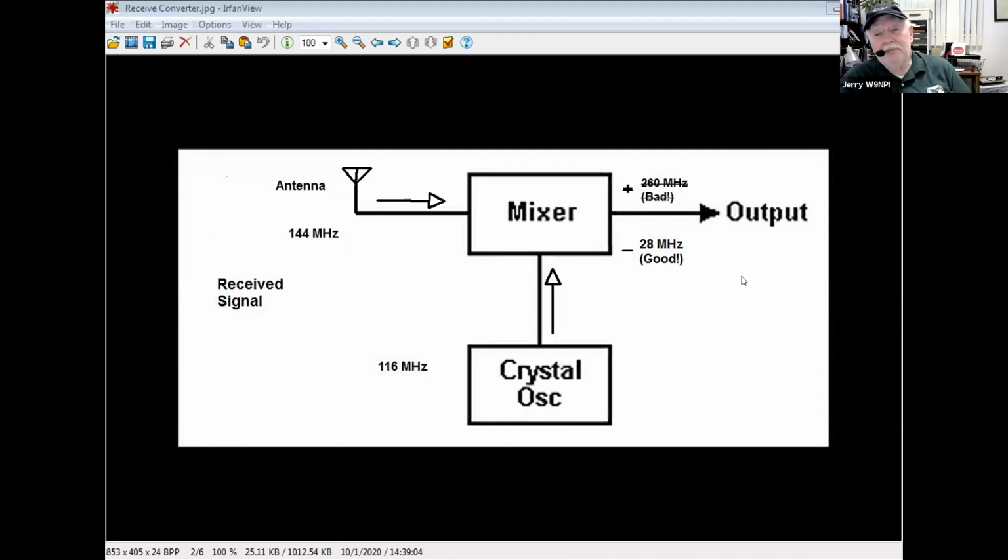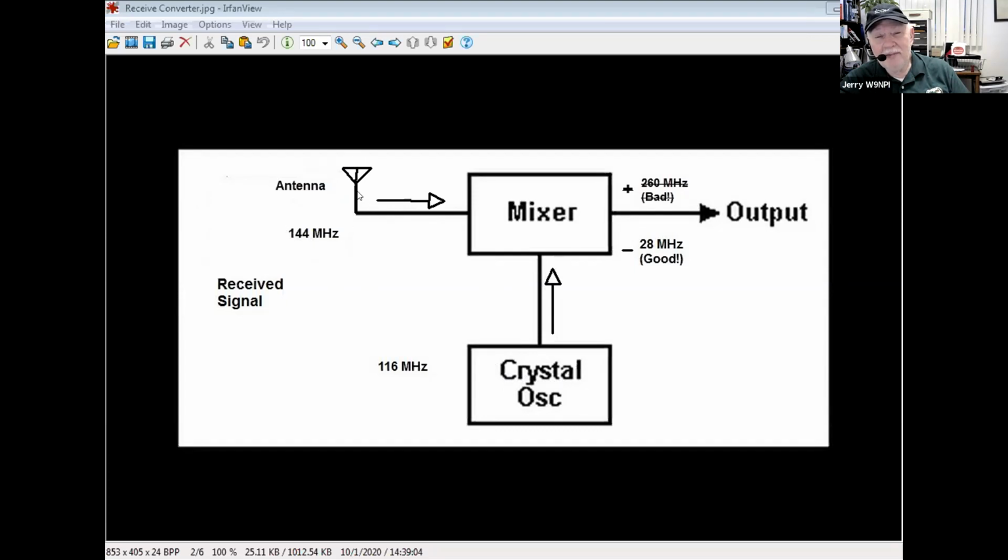So, as I said, I have a transceiver that will pick up 28 megahertz. I wanted to pick up 144 megahertz. Now, what can we do about that? We can make a crystal oscillator that operates at 116 megahertz. We have an antenna that's receiving signals at 144 megahertz.